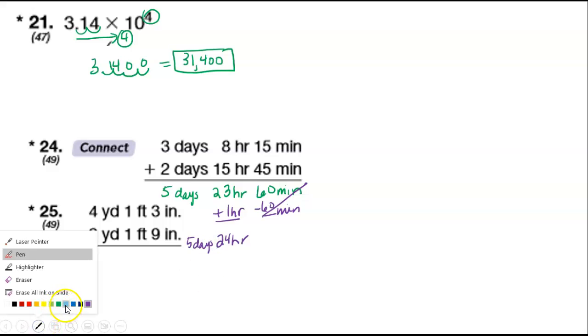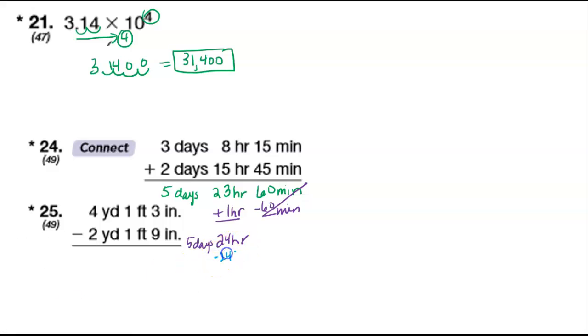Then I have to subtract. I know that 1 day is 24 hours, so I'm going to subtract that, add 1 day. That goes away, and the answer is 6 days. I'm going to erase that and do 25.